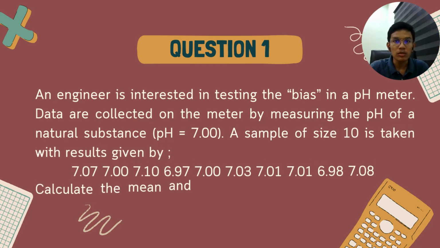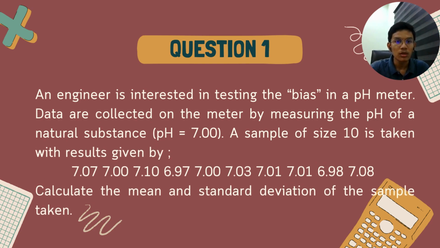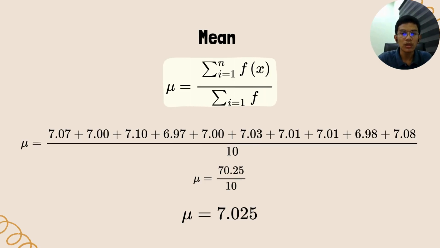I'm going to explain question number one. Question one. An engineer is interested in testing the bias in the pH meter. Data are collected on the meter by measuring the pH of a neutral substance, which is a pH equal to 7. A sample of size 10 is taken with the result given. Calculate the mean and standard deviation of the sample taken. Step one, we have to find the mean.